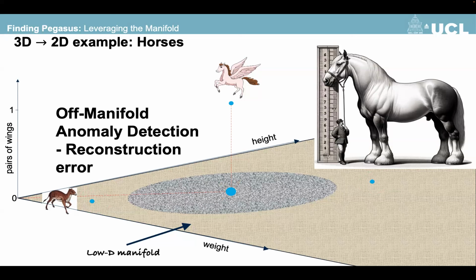Now let's do some off-manifold anomaly detection. So now we're going to be looking at the reconstruction error between the original point and the manifold. Now we find Pegasus, hooray, very, very easily, because it's obviously got high reconstruction error from the projected manifold. But we don't find Eohippus and Samson very easily, because they're pretty much on the manifold.